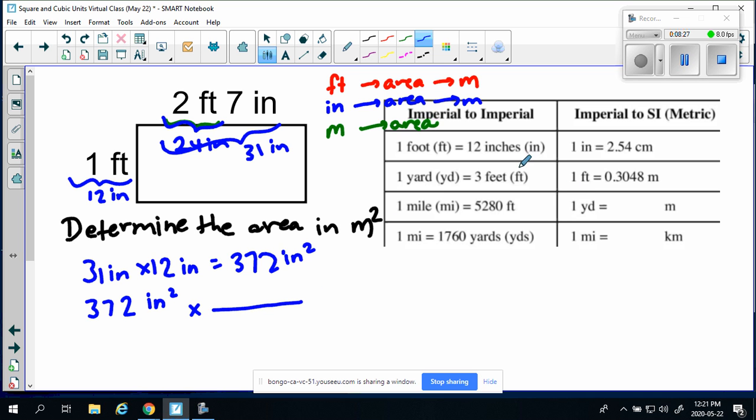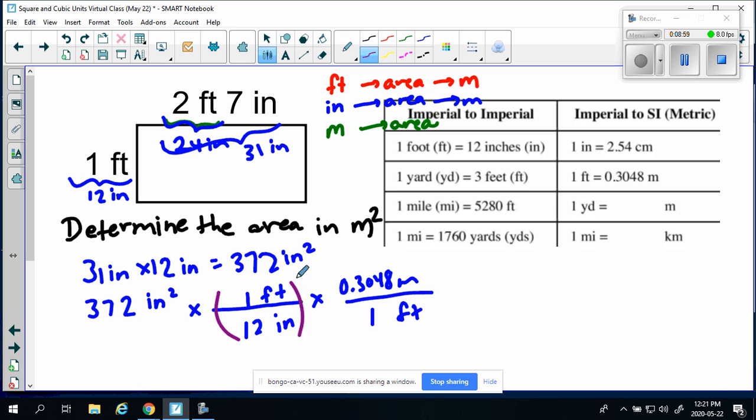So then we can take that and convert it into meters. Now, I wish that there was a convenient conversion factor that would take me directly from inches into meters, but there isn't. It looks like I'm going to have to go inches into feet, and then I'm going to have to go feet into meters. So 12 inches in a foot, and then feet to meters. Where is that? 1 foot is 0.3048 meters.